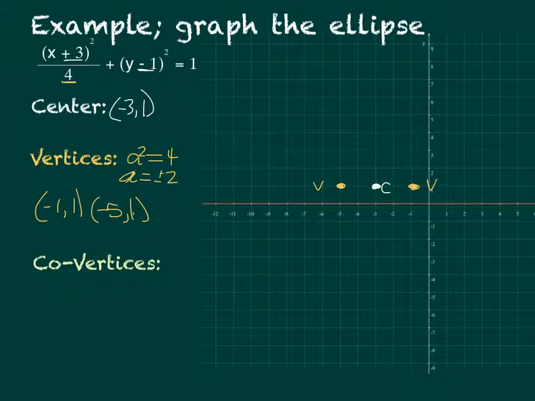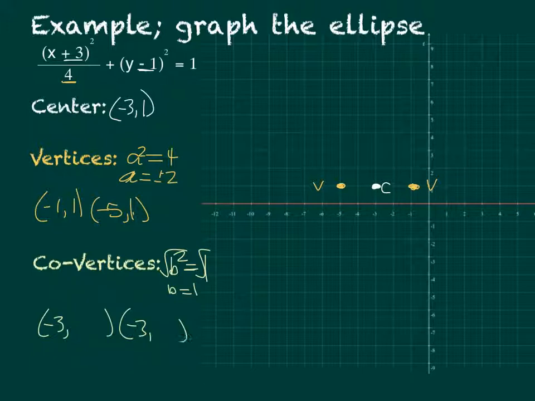Okay, the last thing I need to do is graph my co-vertices. So my co-vertices are going to be dealing with my other denominator, which in this case is just 1 because there's nothing under the y. So b squared equals 1, take a square root, and b equals 1. So my x term is going to stay the same, and my y term is going to change by a factor of 1. So I'm going to add 1 and subtract 1. So 1 plus 1 is 2. 1 minus 1 is 0. So I have the points negative 3, 2, and the point negative 3, 0 as my co-vertices.